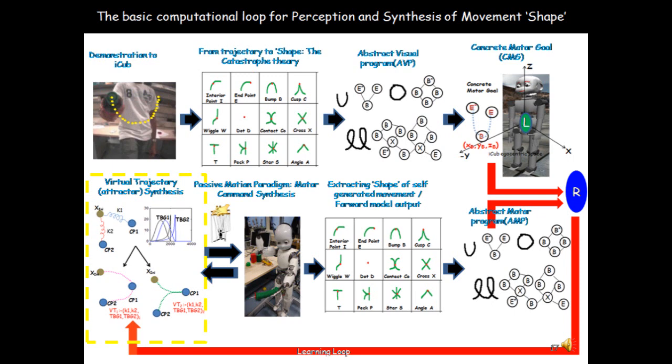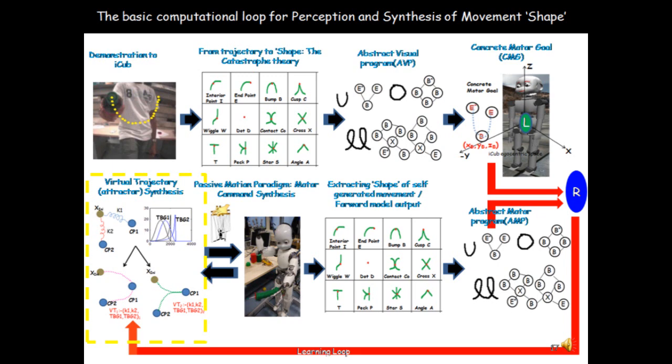So this is where we come to the virtual trajectory synthesis system. What this system does is exactly the opposite of the shape extraction system. That is, it converts a shape into a context-specific trajectory, or it converts a discrete sequence of shape critical points into a continuous sequence of equilibrium points, which act as an attractor to the specific end effector that is defined in the motor goal.